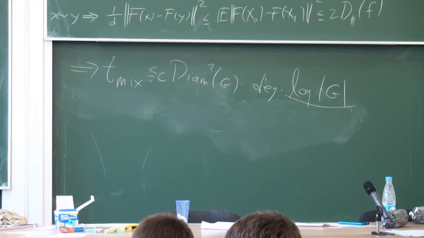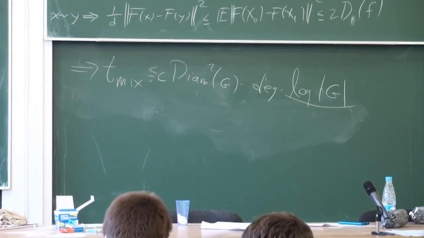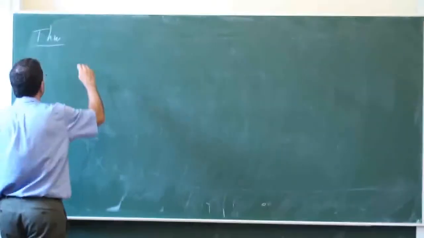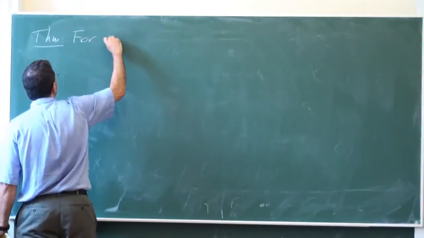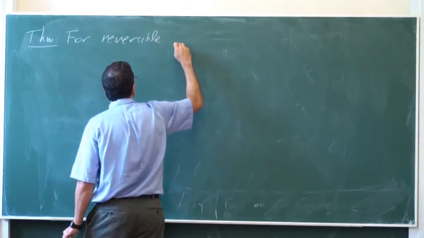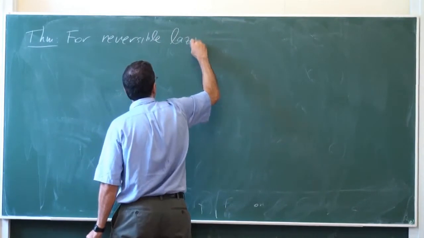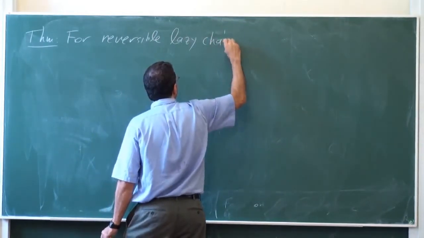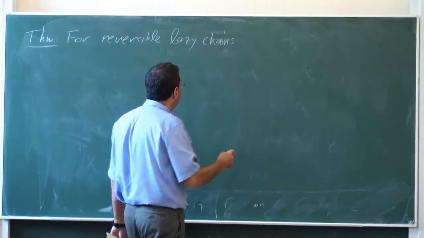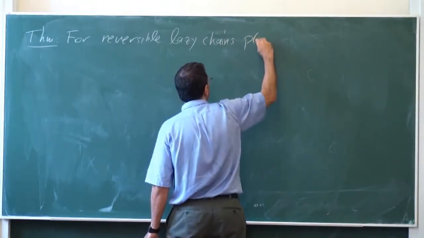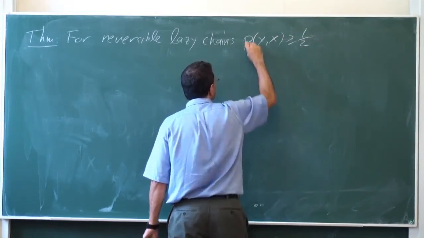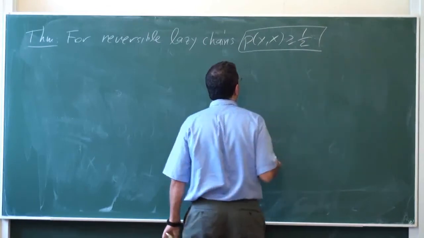The theorem just says that, okay, for reversible and lazy chains. A lazy chain is just a way to get rid of periodicity problems. By lazy chain, I just mean that the probability to stay in place is always at least a half.